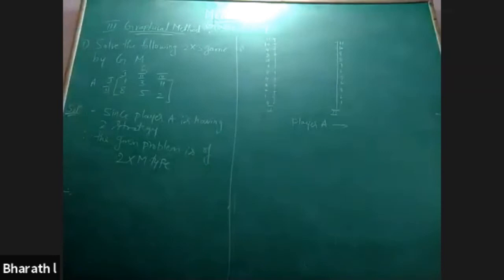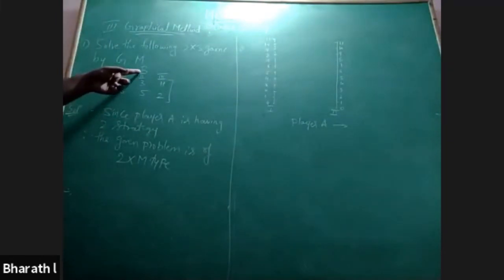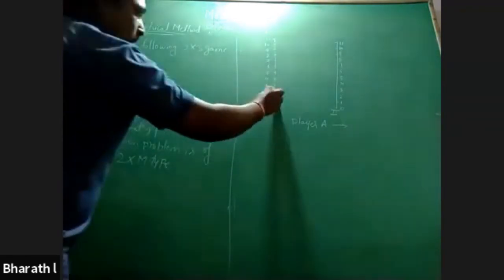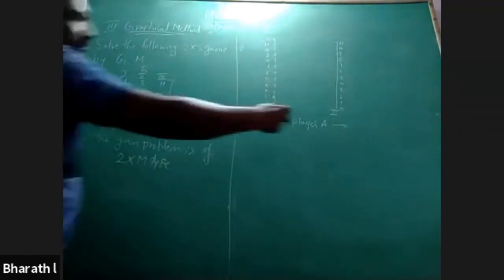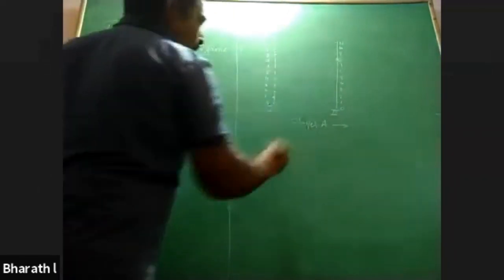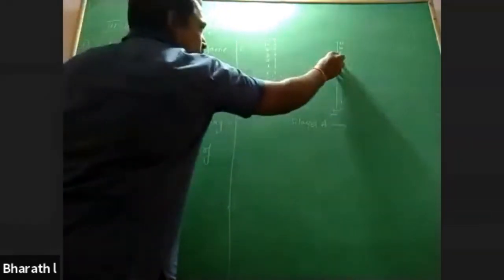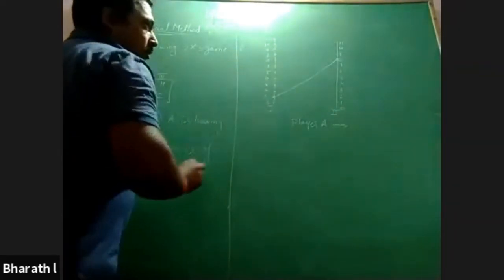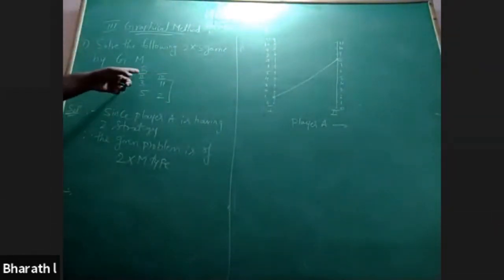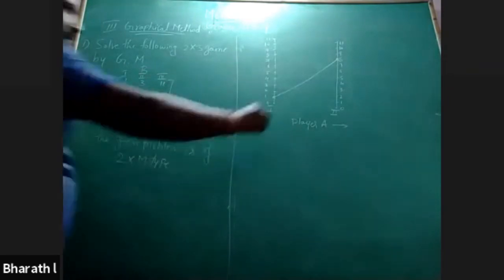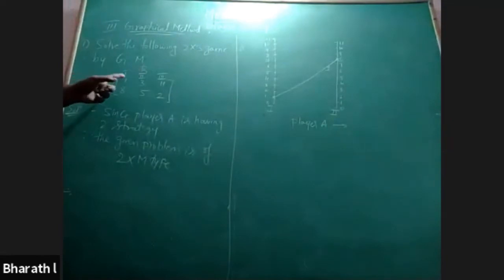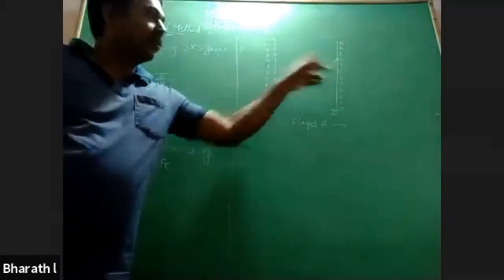After drawing the numbers on the graph sheet, next you need to locate all these values. For player B, we have 1, 8: 1 for strategy 1 and 8 for strategy 2. We join these two points, and that line represents the first strategy of player B.